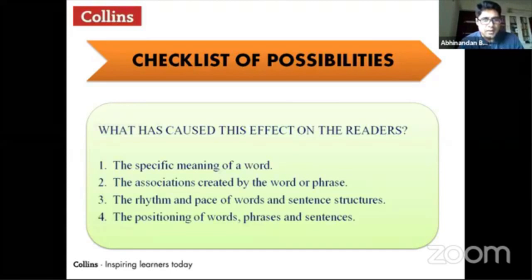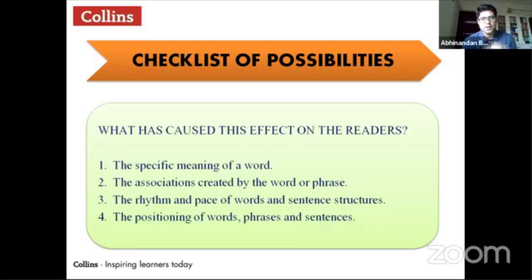And the final slide over here under checklist: what has caused this effect on the reader? So definitely, as I talked about, every effect always has a cause. So to find out that cause is again very important. Is there some specific meaning of a word that I want to find out as a reader? What are the word associations created? What is the rhythm and pace of words and the sentence structures? The positioning of the words, phrases, and sentences.